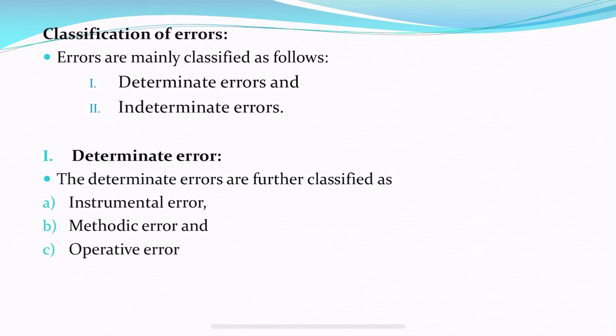Okay, so now we will see in depth what is meant by a determinate error. These errors are determinable. That means we can find out the errors and we can minimize the percentage of errors. Such type of errors are called determinate errors. These determinate errors are further classified into three types: the first one is instrumental error, the second is methodic error, and the third one is operative error.